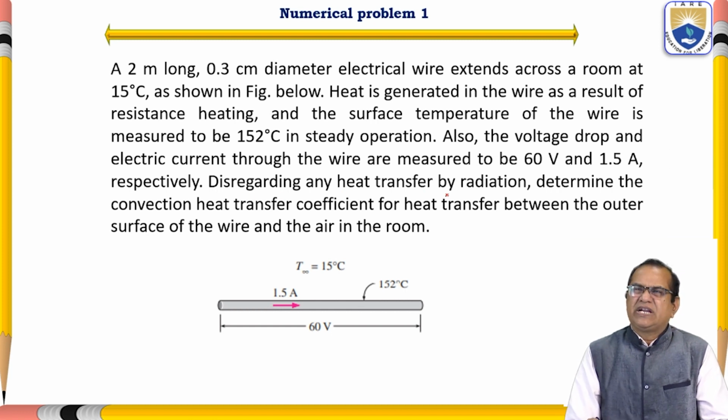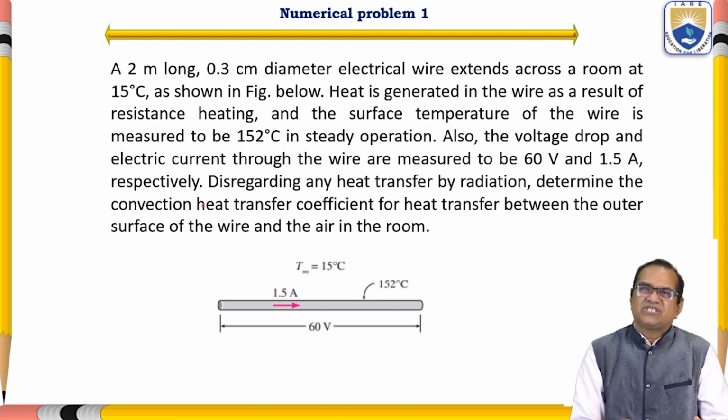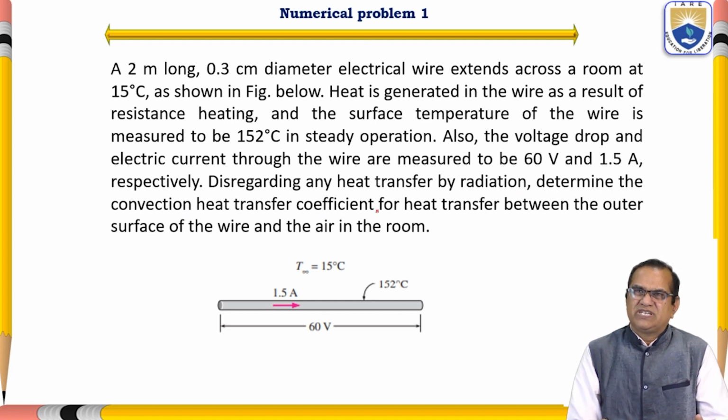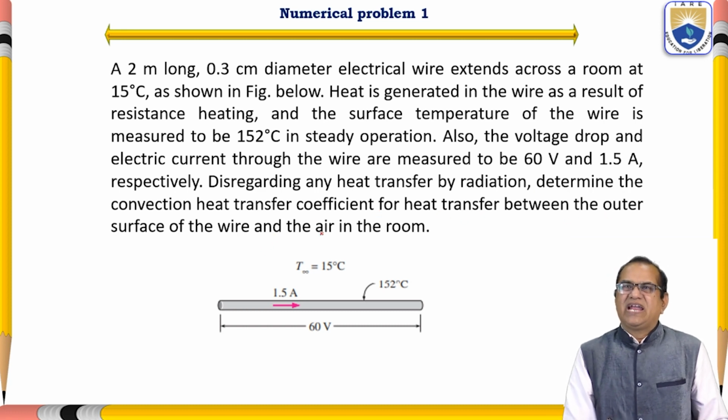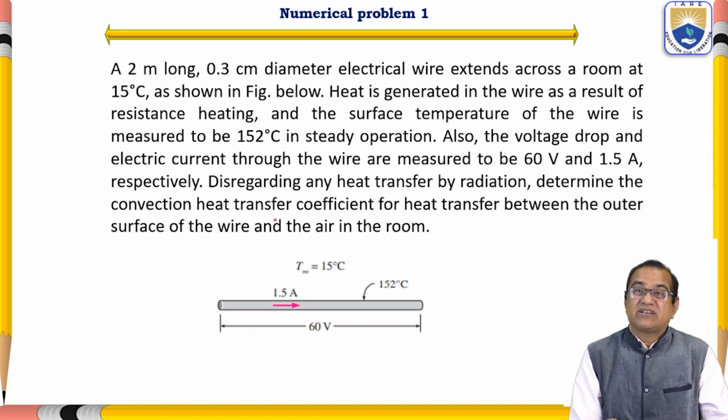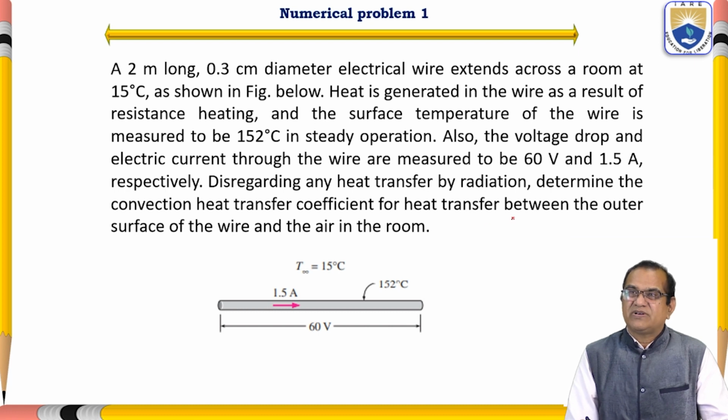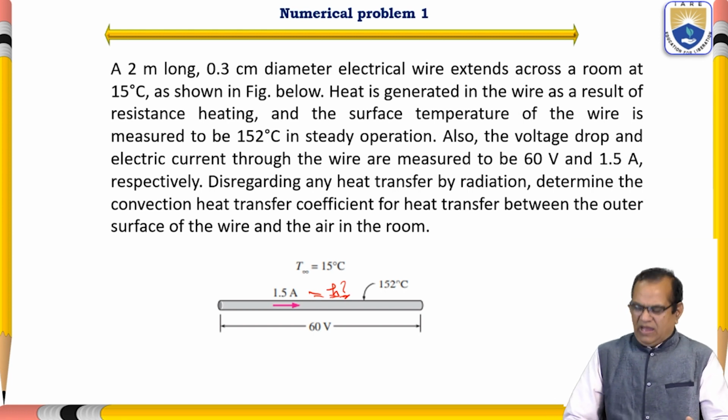Disregarding any heat transfer by radiation, determine the convection heat transfer coefficient for heat transfer between the outer surface of the wire and the air in the room. So, we have to determine the convection heat transfer coefficient between the outer surface of the wire and the air in the room. So, this is the outer surface. Here, what is the h? That we have to find out. All the parameters are given in this diagram. So, let's see.